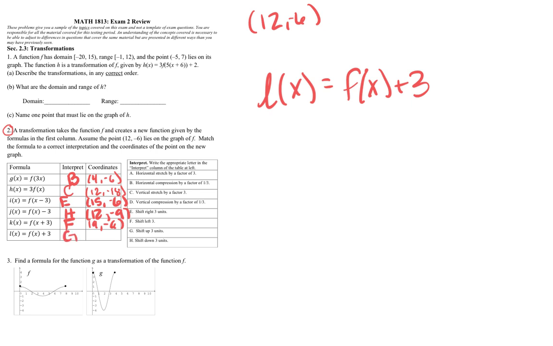And remember, if we're doing it up and down, we're on the outside of our function. We're only messing with our y value. So we have negative 6. We're going to add 3 to that. We get negative 3, and then our new coordinate point is going to be 12, negative 3. And we'll drop that right over here.